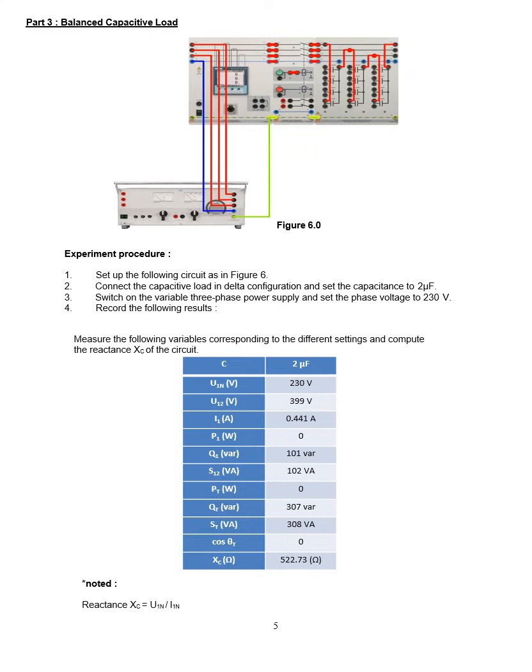Okay, Assalamualaikum. I'm going to explain part 3, balanced capacitive load. This is figure 6. We're going to build the circuit. Experiment procedure number 1: set up the following circuit as in figure 6. Number 2: connect the capacitive load in delta configuration and set the capacitance to 2 microfarad. Number 3: switch on the variable 3-phase power supply and set the phase voltage to 230 volt.